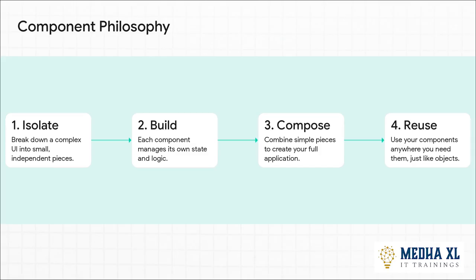This whole philosophy really just mirrors the best practices of object-oriented programming that you already know. First, you isolate functionality into small, independent pieces. Then, you build each piece so that it manages its own data, its own state, just like an object holds its own properties. Then you compose them, snapping them together to build bigger features. And of course, because they're self-contained, they are incredibly reusable. It's literally encapsulation and reusability, but for your front end.